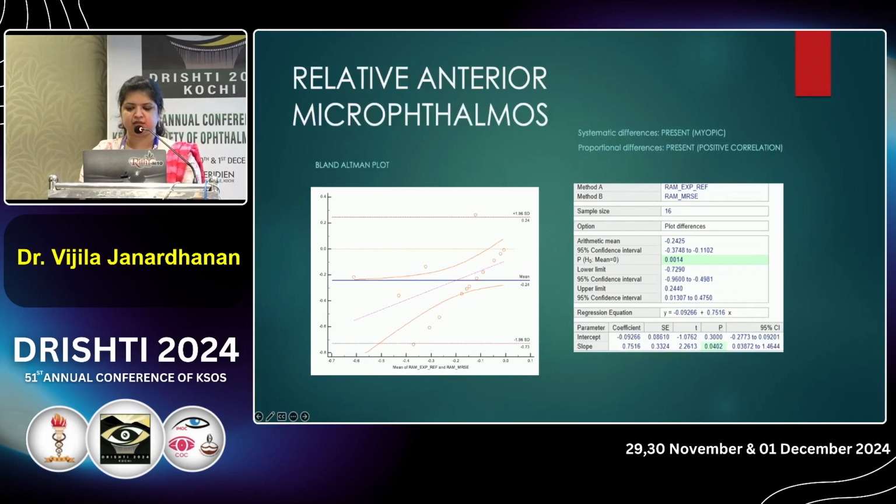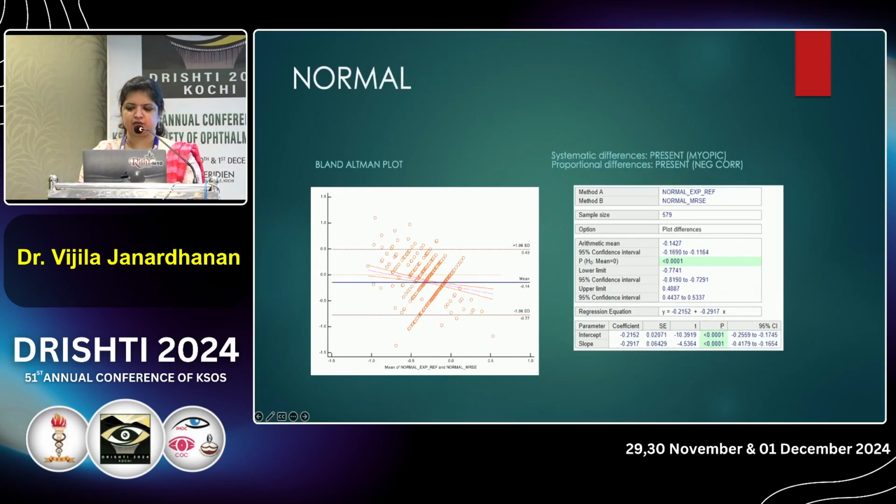In relative anterior microphthalmos, improvement can be achieved in the outcome by adjusting the A constant to compensate for the systematic bias, but proportional differences are also present, where there is at least a proportional difference between the two methods. In positive slope, there is direct correlation between the means and the difference between the means. In normal eyes, some improvement can be achieved by adjusting the A constant to compensate for the systematic bias, but proportional differences are present, where there is at least a proportional difference between the two methods. In negative slope, there is inverse correlation between the means and the difference between the means.